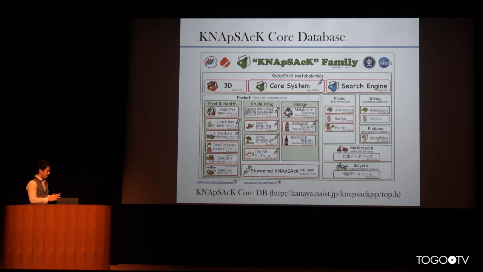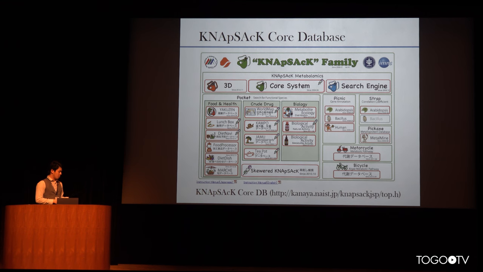And in 2008, we started to accumulate the relationships between metabolites and the species producing and retaining them in the KNApSAcK Core database. This figure shows the KNApSAcK Core database. Presently, it contains about 100,000 species-metabolite relationships, comprising 20,000 species and 50,000 metabolites. Based on current statistics of the relationship between metabolites and species, it has been predicted that there are at least 1 million metabolites within all plants on this planet.